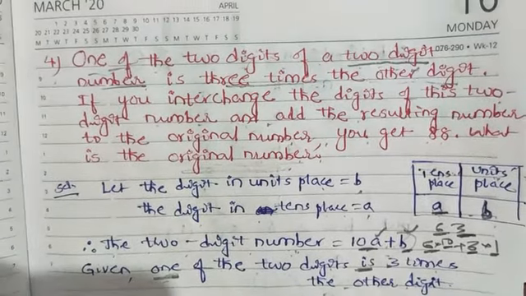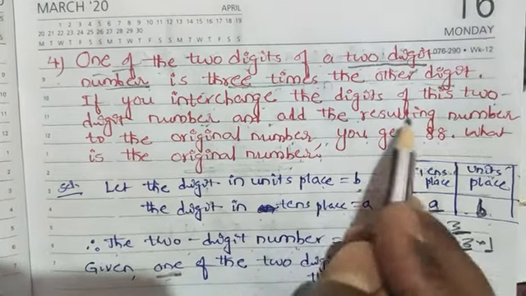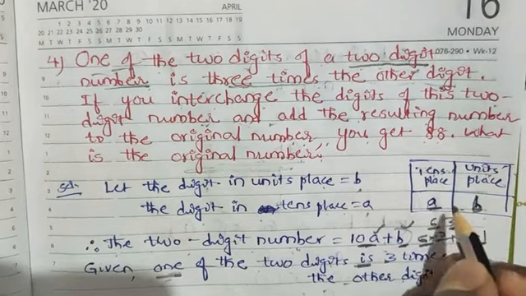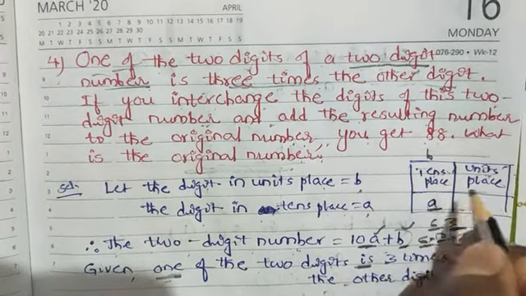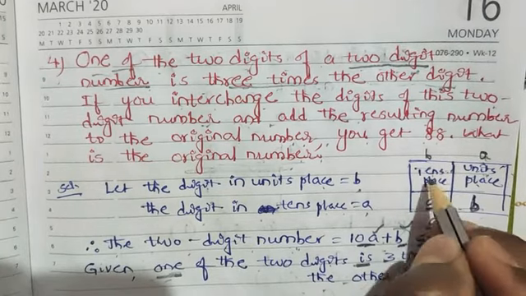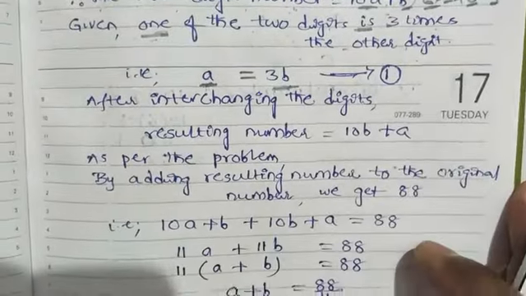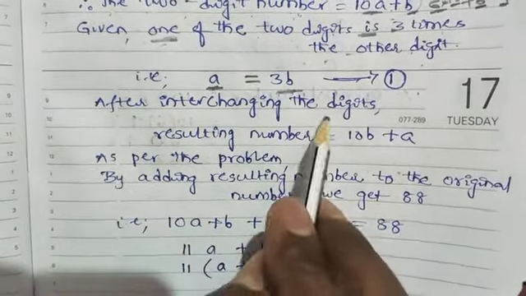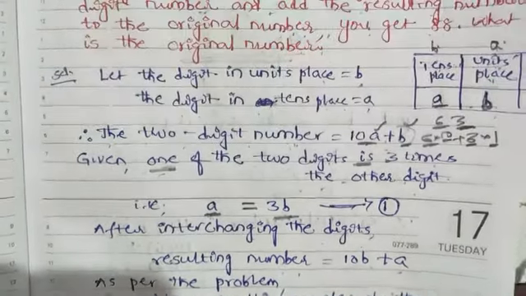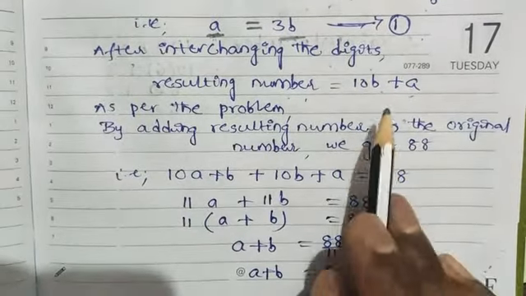Now come to the question. If you interchange the digits of this two-digit number, add the resulting number to the original number. Interchange the two digits. That means B you write in tens place, A you write in units place. If you interchange, the new number you are going to get is 10 into B, which is 10B, plus 1 into A, which is A. So after interchanging the digits, the resulting new number will be 10B plus A. Before interchanging it is 10A plus B, but after interchanging it becomes 10B plus A.